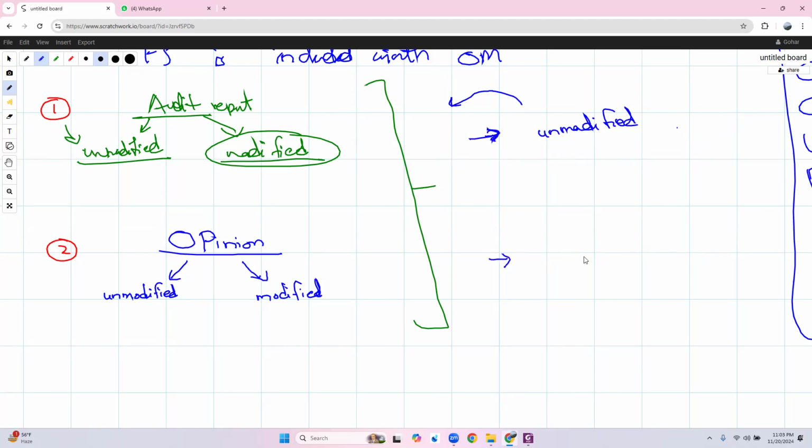But I gave an opinion that the financial statements are not correct. So this means my audit opinion was modified. How would I phrase it now? I would say that as the auditor of this company, I gave an unmodified audit report with a modified audit opinion. Understood?